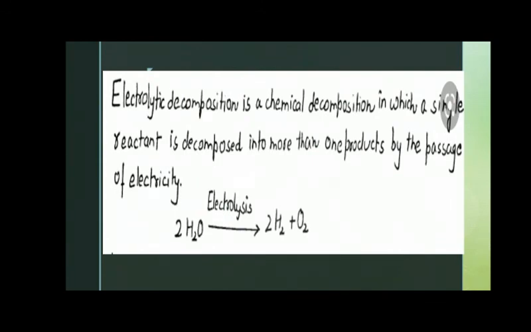Now the second subtype of decomposition is electrolytic decomposition. Electrolytic decomposition is a chemical decomposition in which a single reactant is decomposed into more than one product, or its constituents, by the passage of electricity. And here is the equation: 2H2O undergoes the process of electrolysis producing two molecules of hydrogen and one molecule of oxygen.